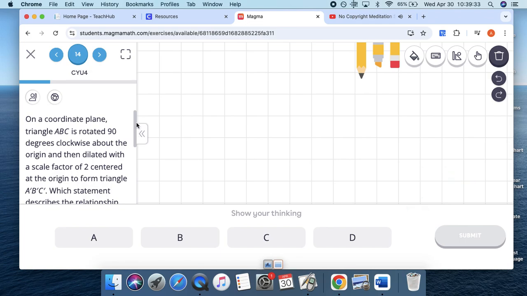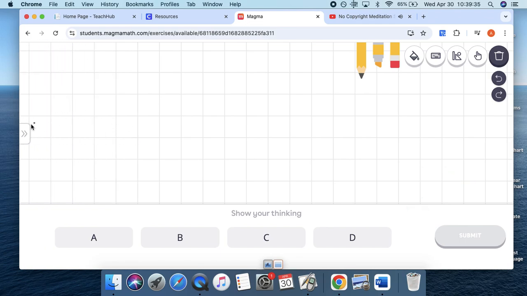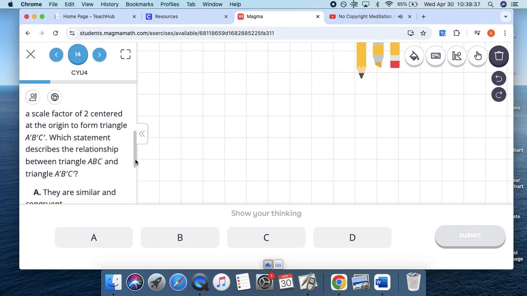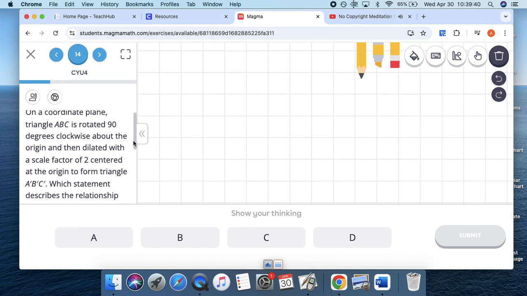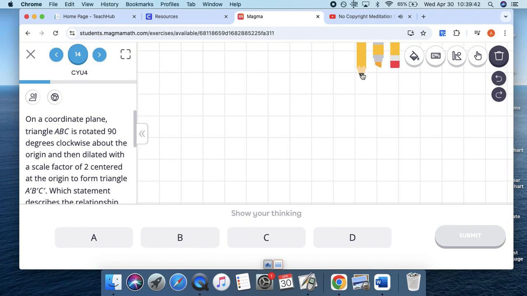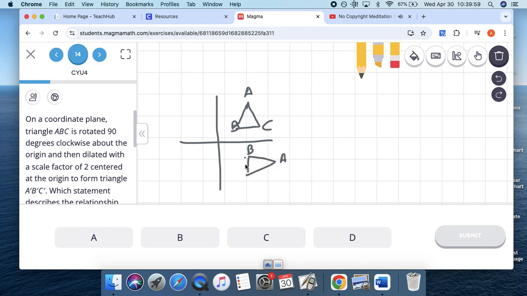Rotate it 90 degrees and then dilate it. Oh, shoot. So if you have a triangle, let's say the triangle's over here, and you rotate 90 degrees clockwise, and let me just write A here, B, and C. If you rotate this 90 degrees, it's going to end up here, clockwise. This is A, and this is B, and this is C. Sorry. A, C, B. Right? So there is your rotation.